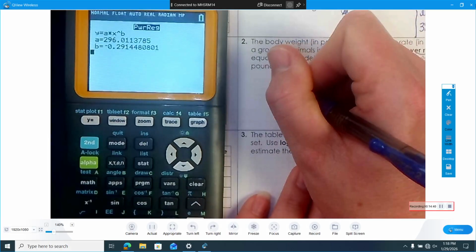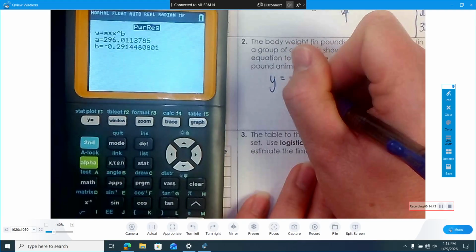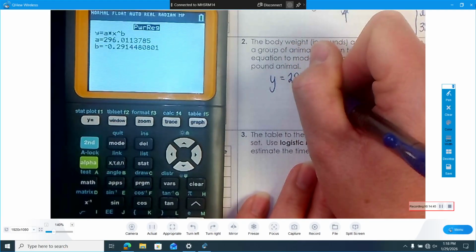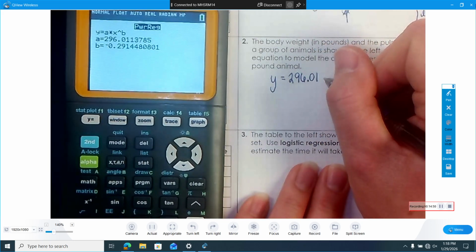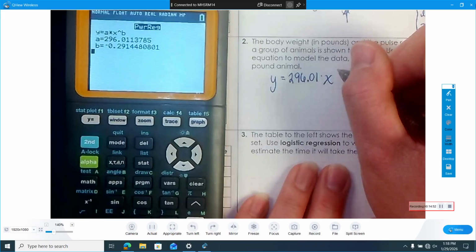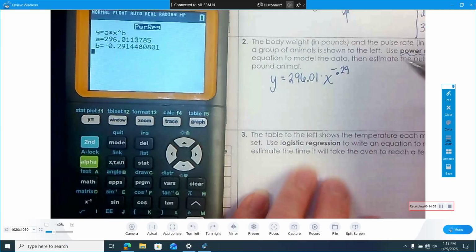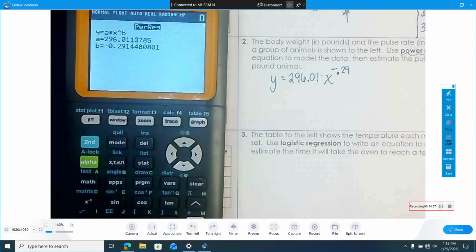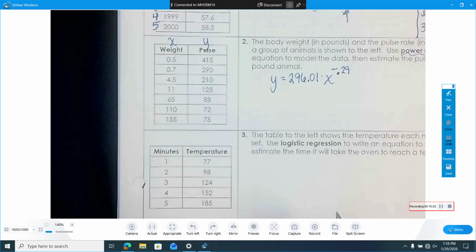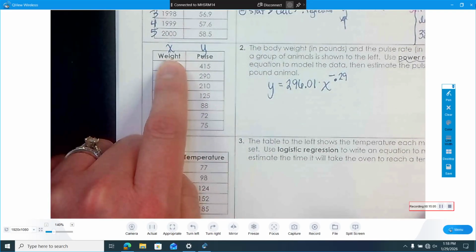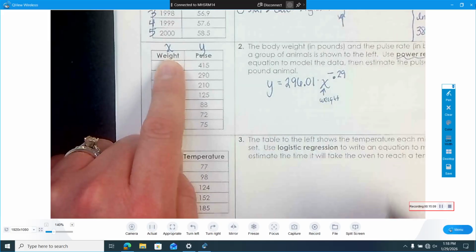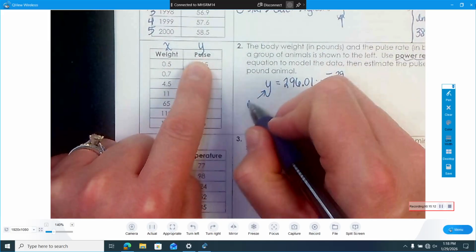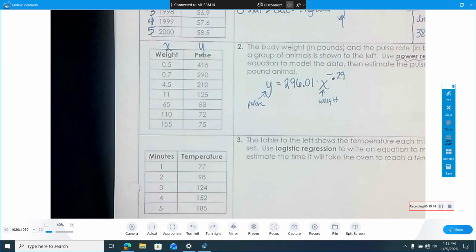And so we get y equals 296.0, I'm going to go 0.1, I guess, times x to the negative 0.29 power. All right, so we want to know, now, from our table, I know that my X is representing the weight of something, and the Y is representing the pulse of my animal, okay?